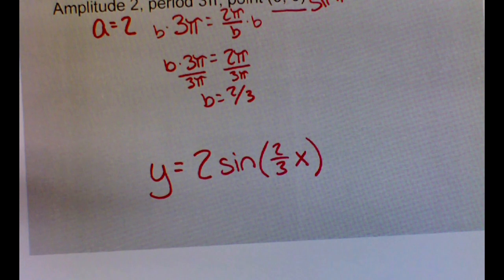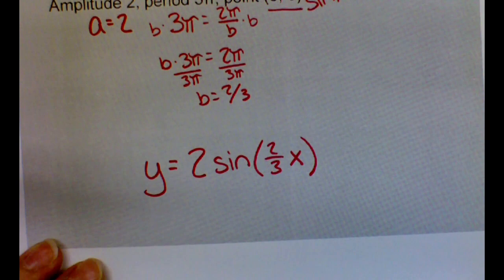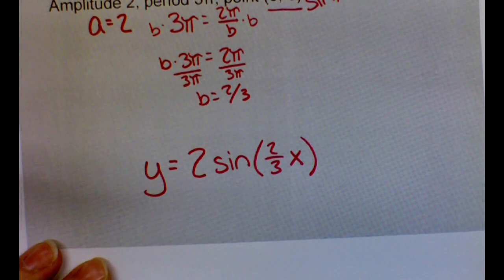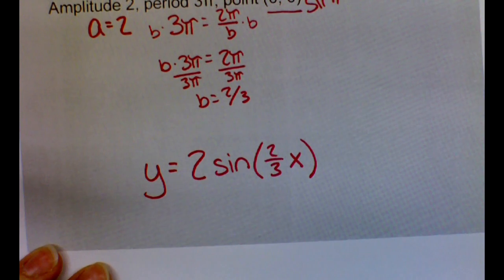There are also other options, all right? I could have used a cosine and had a phase shift. I could have a negative in it somewhere.